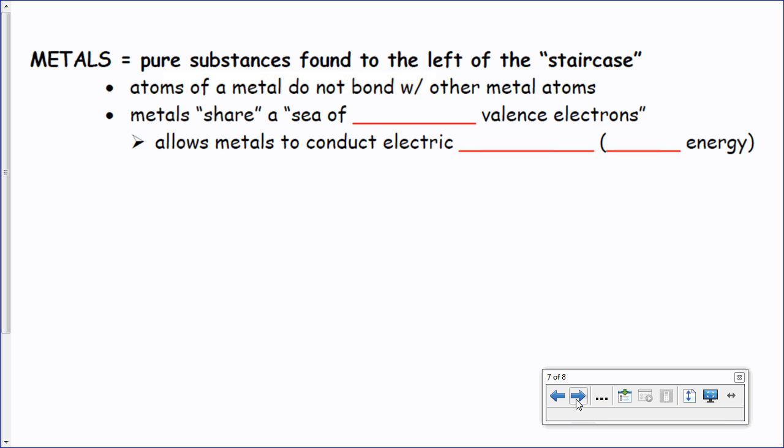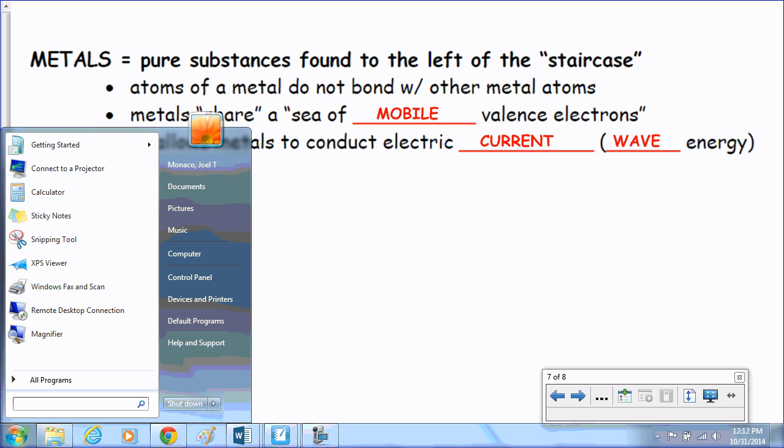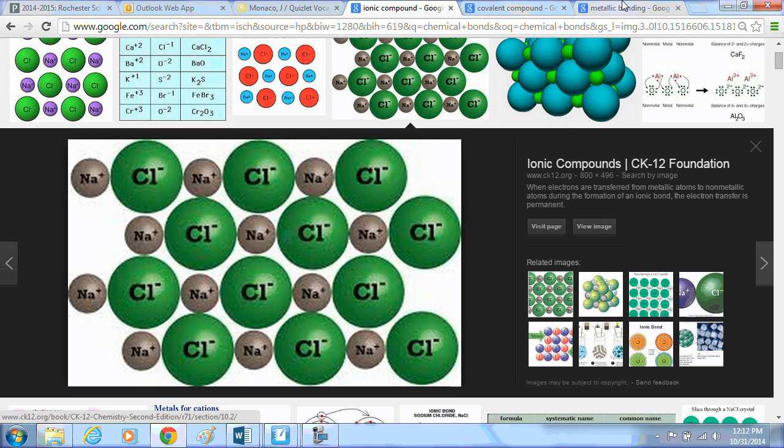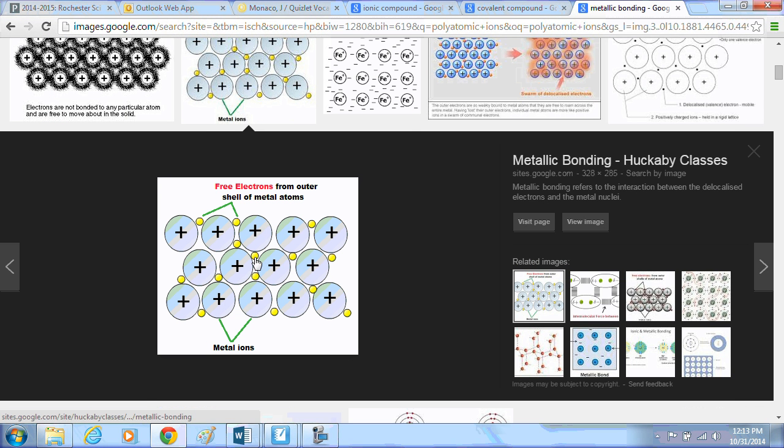Okay. Now, the last type of bonding is metallic bonding. It's not really bonding. It's kind of bizarre. The only way we can describe it is that metals share a sea of mobile valence electrons. It allows metals to conduct electric current and energy in a very, very easy way. I'm going to show you a visual picture of this because there's really no other way than to just get a handle on the imagery.